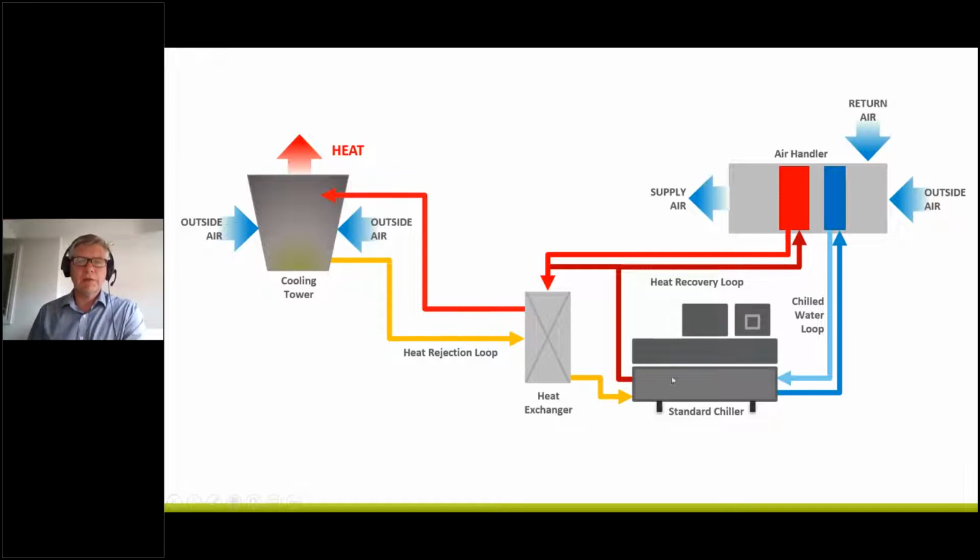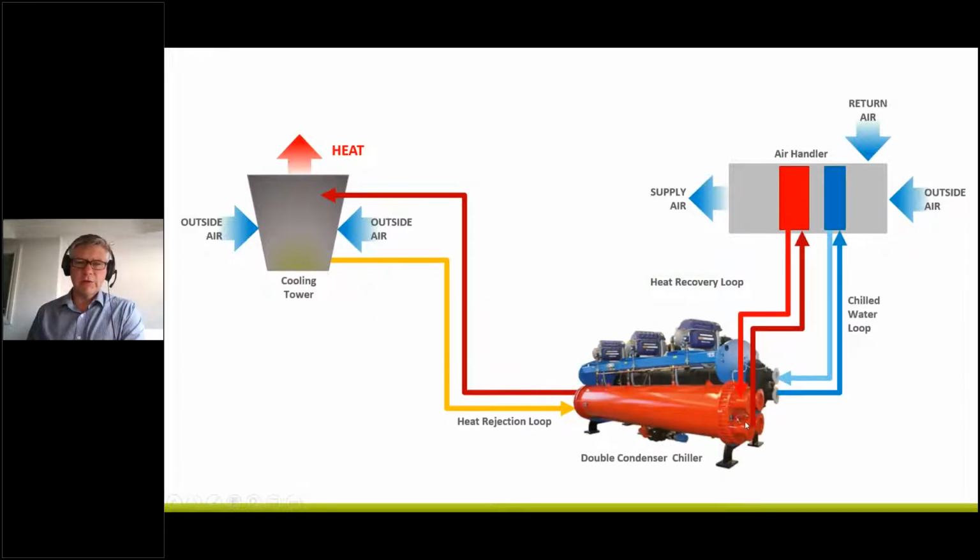Using equipment, this is a standard chiller, and the heat is being rejected out to the atmosphere via a cooling tower. With the introduction of a heat exchanger, heat can be recovered back into, say, the air system, with outside air being supplied into the supply air, and then you can have return air coming in. Basically, you can do a reheat there and recover some of this heat using the equipment.